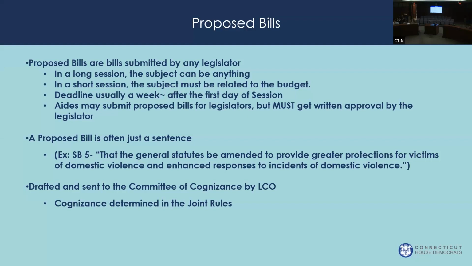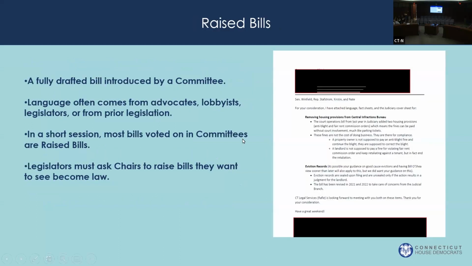So there's an example on the screen of a proposed bill, Senate Bill 5. If a senator submits a bill, it's a Senate bill. If a representative submits a bill, it's a House bill. And there's a subject line from when you submit a proposed bill. But at the end of the day, the Legislative Commissioner's Office, LCO, determines what committee those bills go to. And that scope or cognizance is determined in our joint rules. So that's one form of a bill.